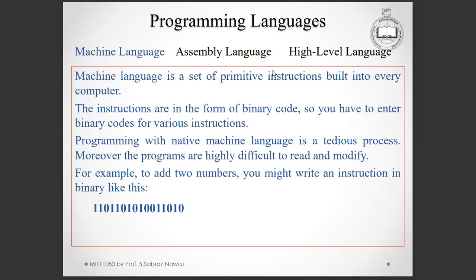The machine can understand only these ones and zeros. Whatever instructions you give will be understood by the machine only if they are in the form of ones and zeros. That is what we are calling the machine language. Machine language is a set of primitive instructions built into every computer. The instructions are in the form of binary code. Ones and zeros, we are calling binary code.